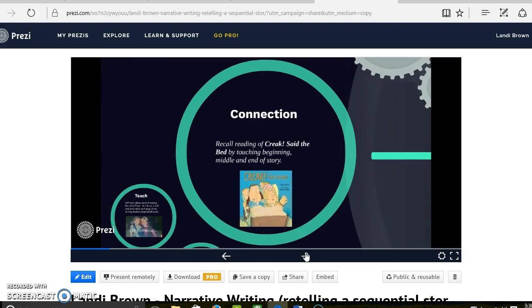So the very first part of your lesson is what's called the connection. Basically this is connecting to prior learning through the use of a read aloud, which the kids are already familiar with. We would have already read Creek Said the Bed, in fact, probably several times. So for this connection, it's just to connect to prior learning by going back through Creek Said the Bed and retelling the beginning, the middle, and the ending of the story.